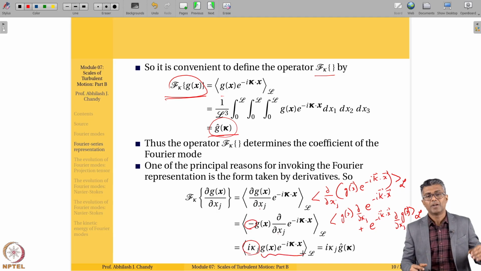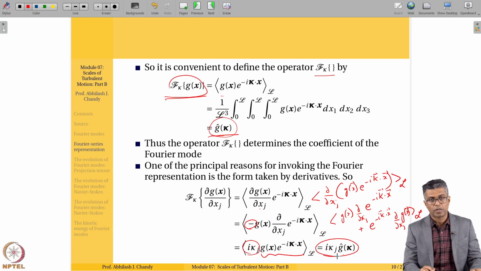By definition, that is the Fourier operator applied on g(x). That is the Fourier mode of g(x), which is ĝ(κ), which is what this is. So what have you done? You have applied the Fourier transform operator on the derivative of g(x), and you have gotten iκj ĝ(κ).